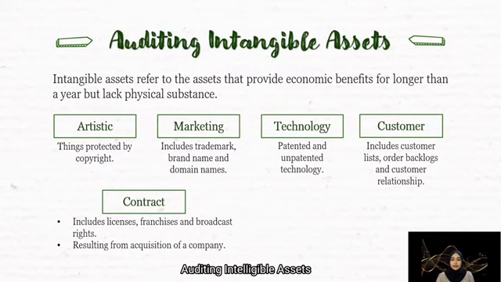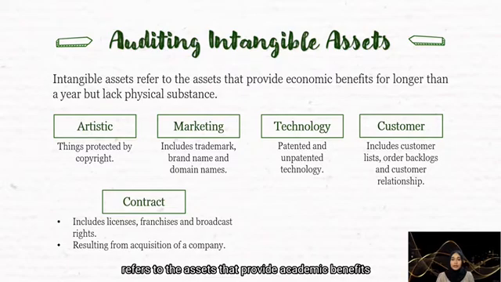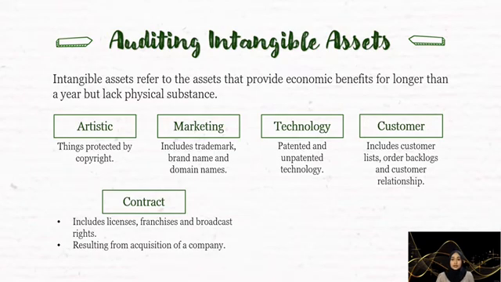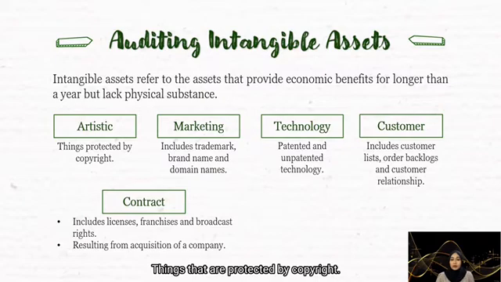Auditing intangible assets: intangible assets provide economic benefits for longer than a year but lack physical substance. The types of intangible assets are artistic, things that are protected by copyright. Then marketing, which includes trademarks, brand names, and domain names. The third one is technology, both patented and unpatented technology. Next, we have customer, which includes customer lists, order backlogs, and customer relationships. Lastly is contract, which includes licenses, franchises, and broadcast rights.